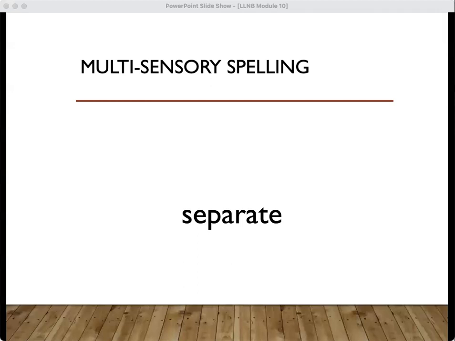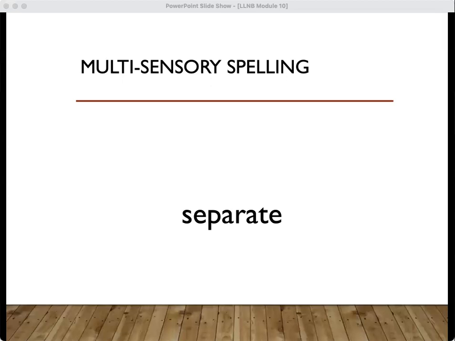Ask the learner to say the word again. Ask the learner to say each letter while looking at the word. You can point to each letter as the learners say it. Ask the learner to say the letters in sequence again as they trace them. Explain that learners can use their fingers to trace the letters on the table. Ask the learner to say the word again.